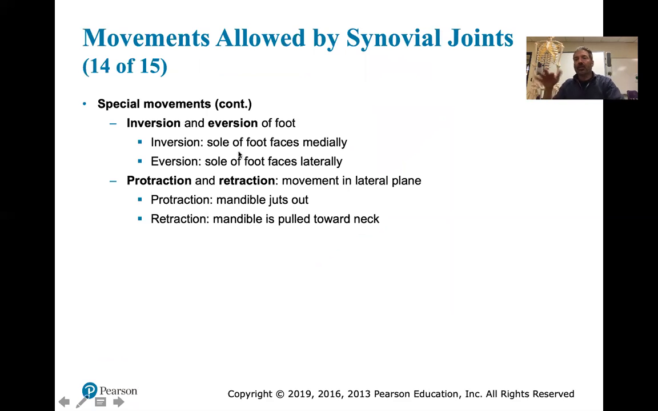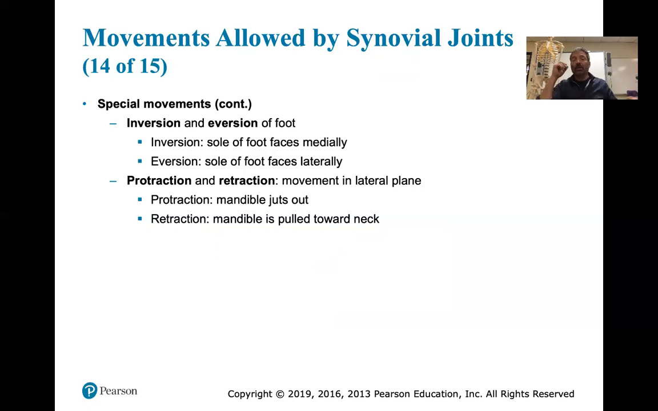All right. Inversion and eversion. Inversion is towards the midline, eversion is out. So if you're bringing the sole of your foot towards the midline, that's inversion, and eversion would be pushing it away. A lot of us probably can invert easily, but a lot of us probably can't evert as much.